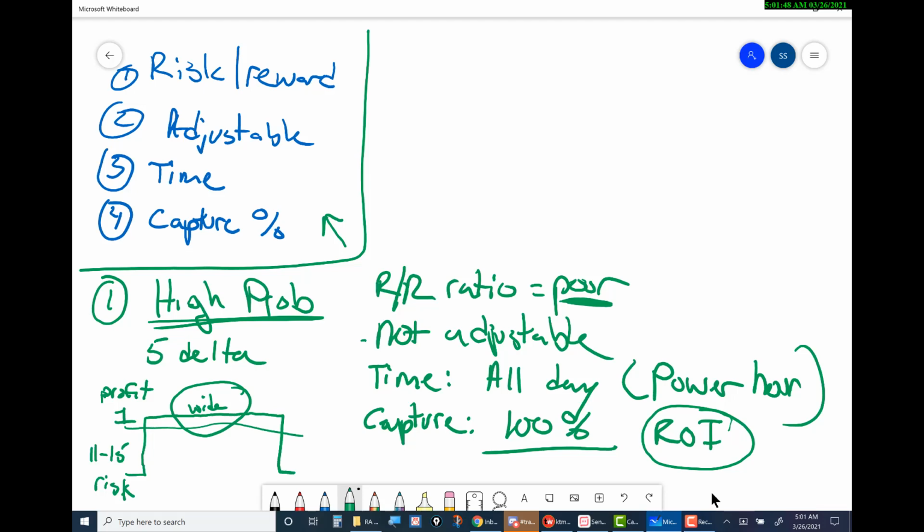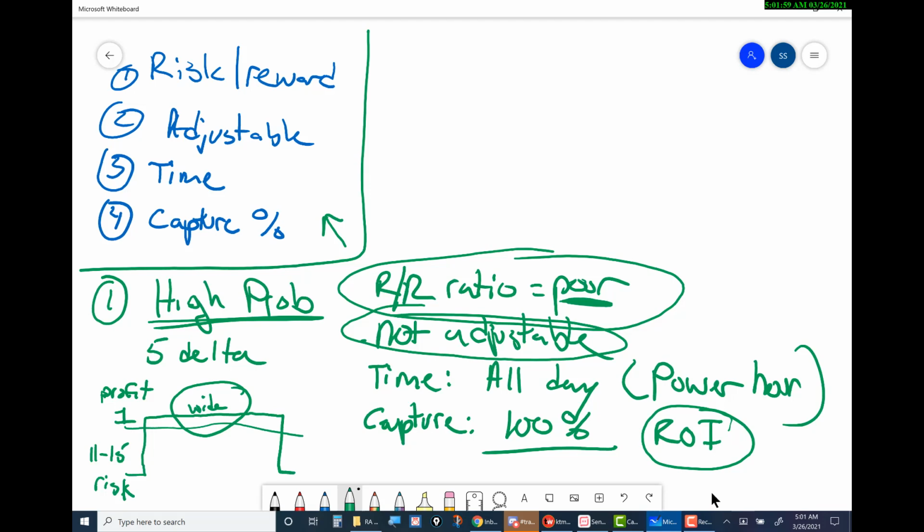So that is the high probability trade. It has some pros, it has some cons. It is not adjustable. The risk reward ratio is absolutely atrocious. I went from poor to horrible to atrocious, but it really, really is horrible. You're going to have to stay in the trade all day long and hold it through that power hour period of time to be able to get that 100% capture rate to give you the ROI that we need.